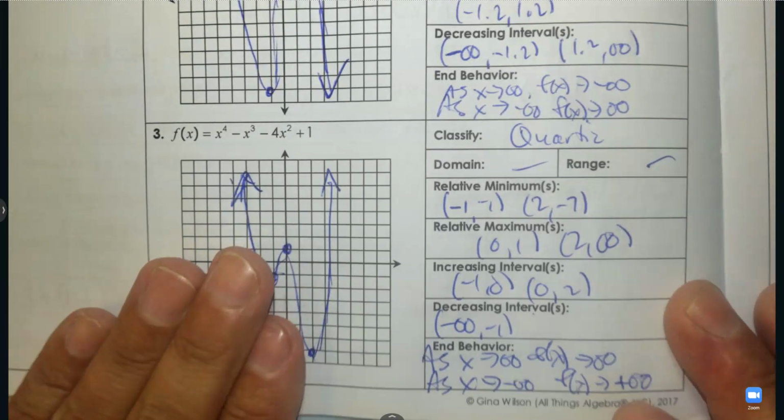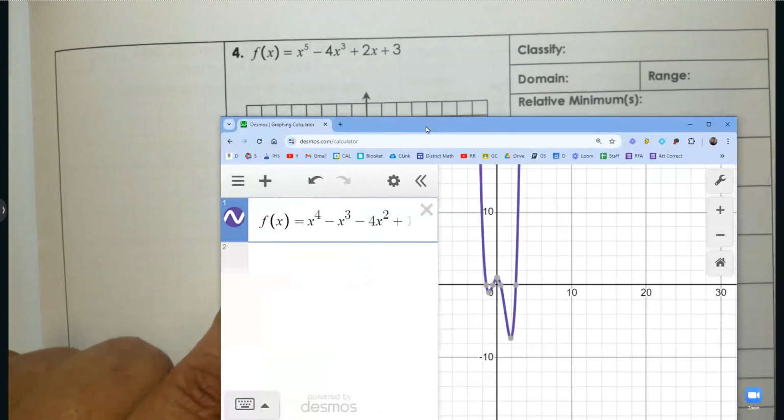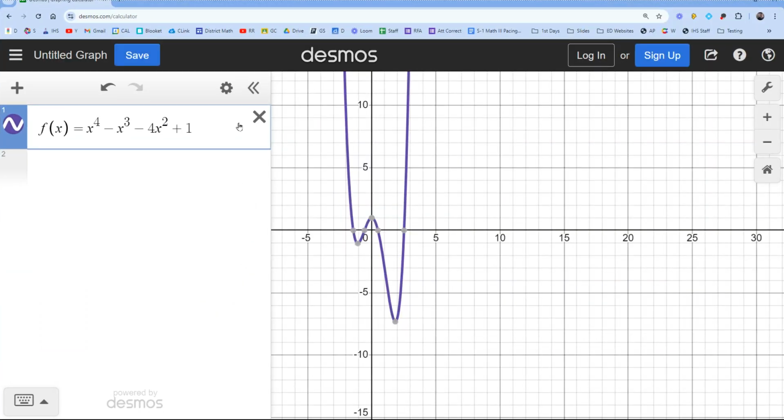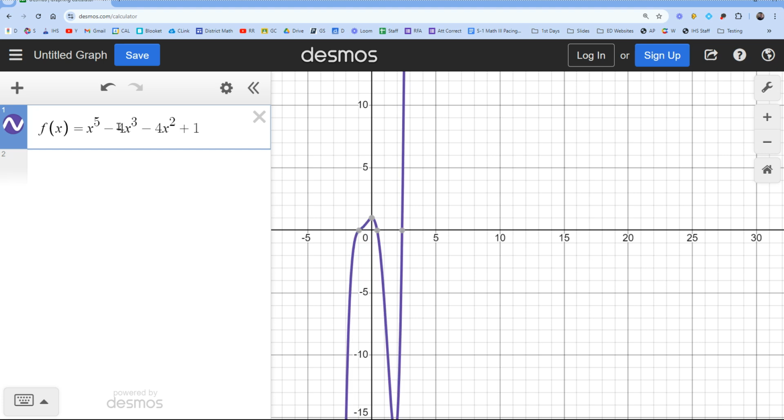So we're going to practice again. So number 4. So again, let's bring this over. So again, I'm going to type this in. So x to the 5th, then it's minus 4x cubed. Then it's plus 2x.